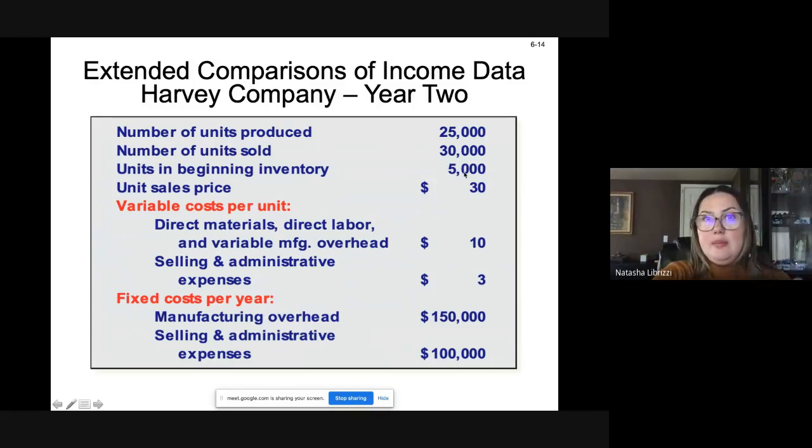So we're going with the same story, the same company. We're going to next year. Our ending inventory becomes our beginning inventory, and the unit sales price is $30. Everything's still the same: $10 and $3, and we have the same manufacturing overhead and selling and administrative expense. So now you can obviously sell 30,000, because you have 5,000 from the beginning plus 25,000, so you can sell all of it. Our ending inventory in year 2 is going to be 0.